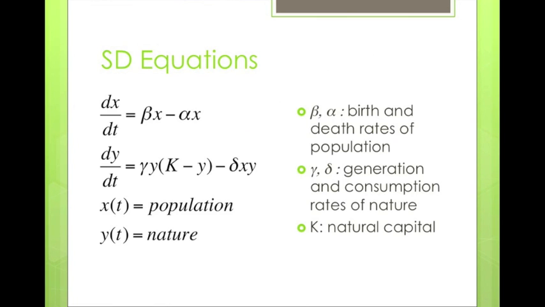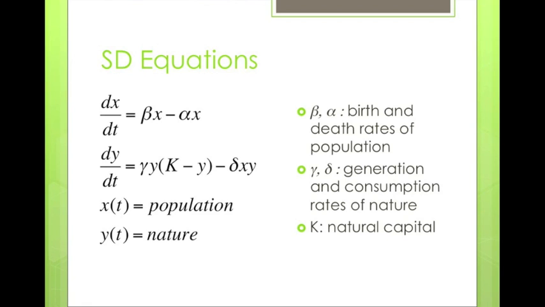And let's take a look at the equations. So you have two populations, X and Y. Population X has a growth rate, beta, and a death rate, alpha. Nature follows a little bit of a logistic equation, where nature gets regenerated with an upper limit given by this natural capital, K, and nature gets consumed, delta, and the consumption is proportional to the population. So that's essentially a very simple two-variable logistic model.